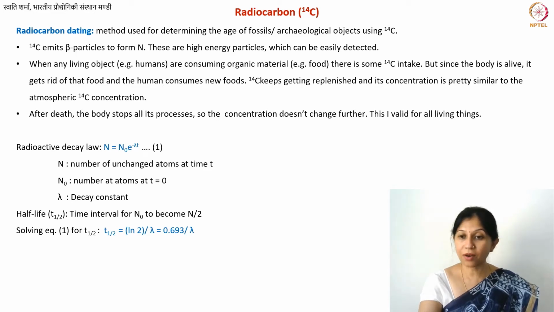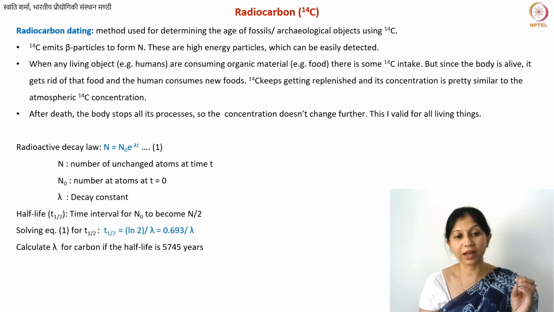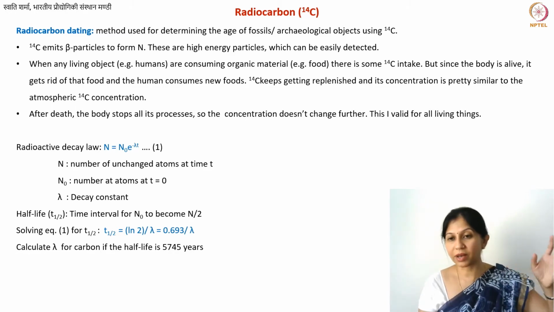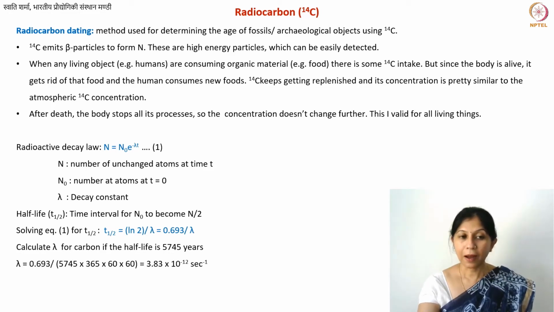Now let's quickly calculate it for carbon-14. Let's say I'm doing an experiment, and in that experiment I found that the value of half-life is 5745 years. I said in the previous slide that the number is 5730 years for the half-life, but also plus or minus 40-50 years. So if you take a value of 5745 years, how do you calculate the lambda? Very simple, 0.693 divided by the T half.